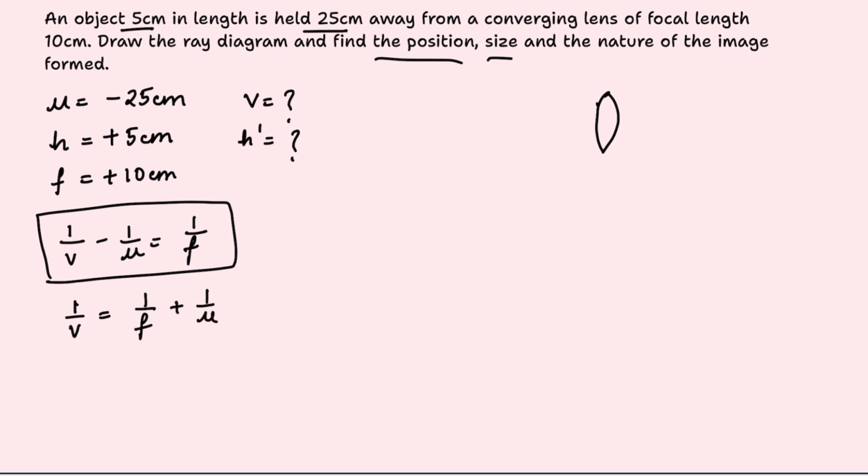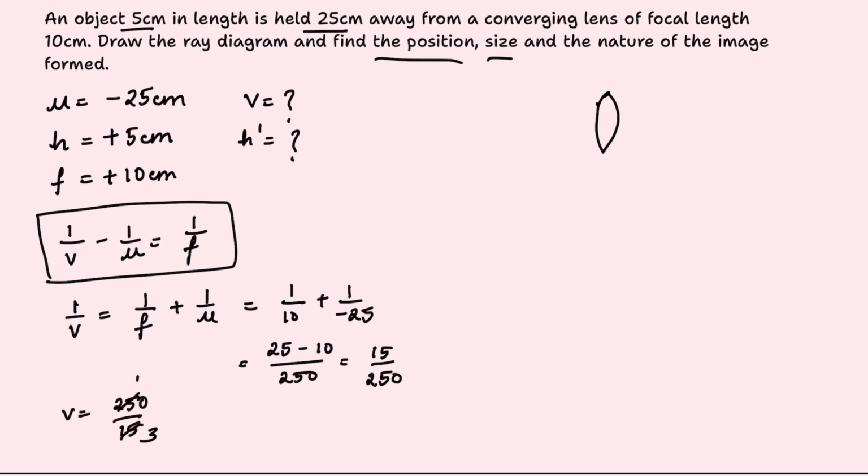Now I will substitute the values. 1 by F is 1 by 10 plus 1 by minus 25. Take reciprocal. So I'll get this as 25 minus 10, I'll get 15 by 250. This is 1 by V. So V will be 250 by 15. 5 3s are 15, 5 50s are 250. If you solve this, I'll get the answer as 16.66 centimeter. Now something to keep in mind is everything is in centimeter, 5 centimeter, 25 centimeter. So the answer will also be in centimeter. So this is the image position.